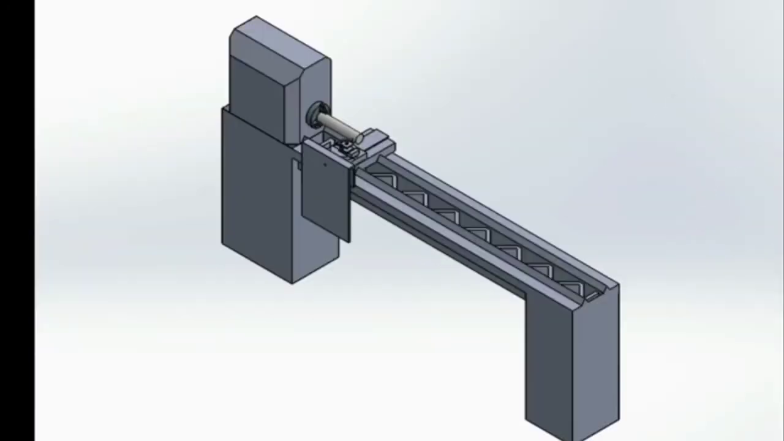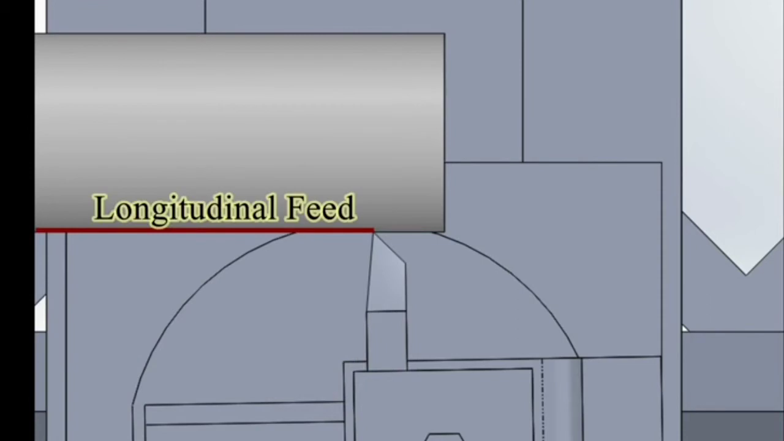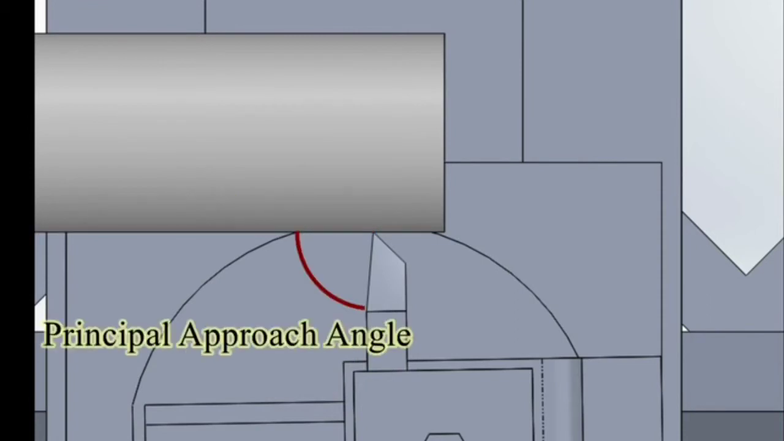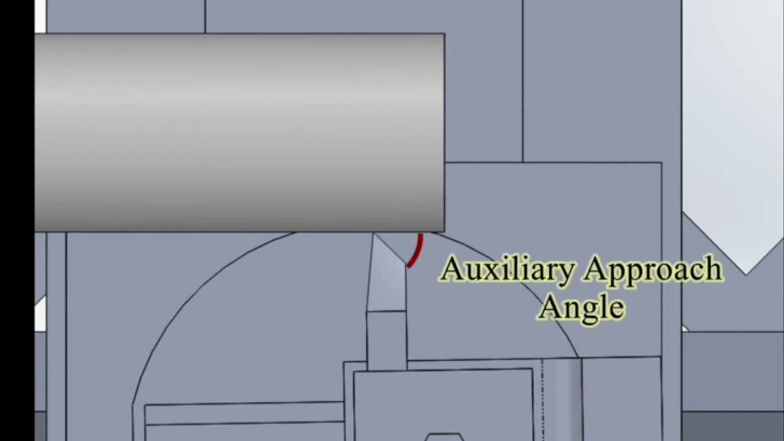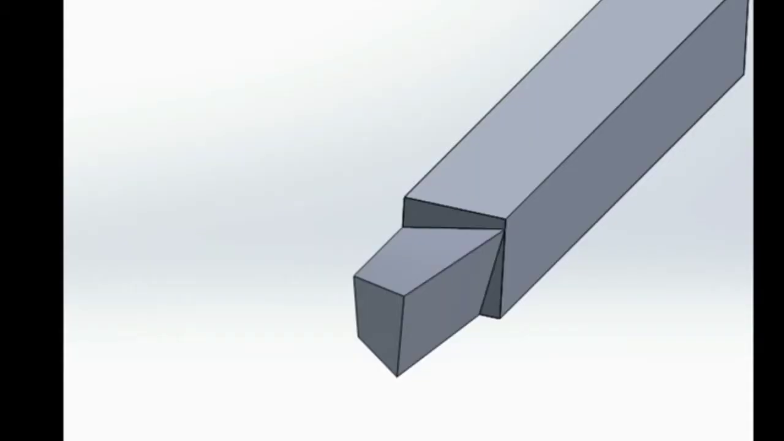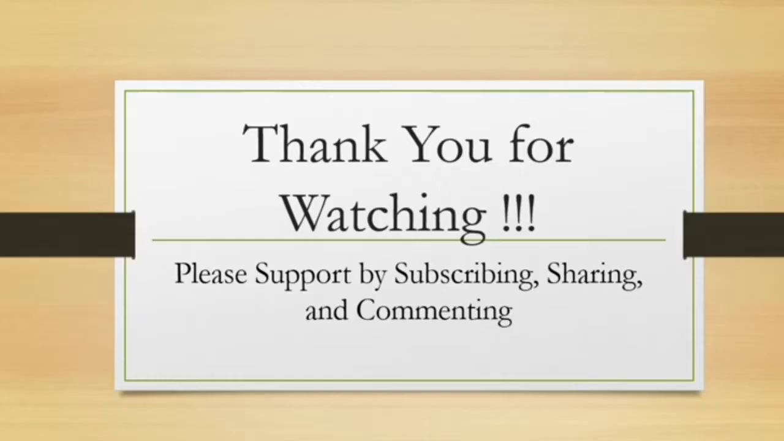In a machining process, the angle between the PCE and the direction of longitudinal feed is called the principal approach angle, whereas the angle between the auxiliary cutting edge and the feed is called the auxiliary approach angle. Most tools also have a nose radius instead of a sharp edge. These 6 angles and the nose radius in a specific order give the tool geometry in orthogonal rake system.